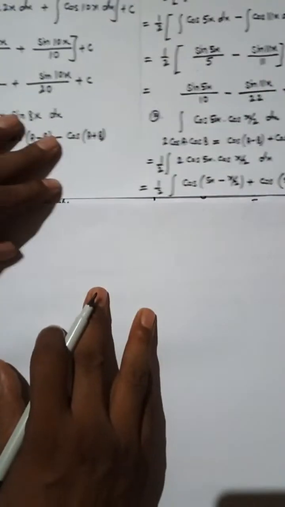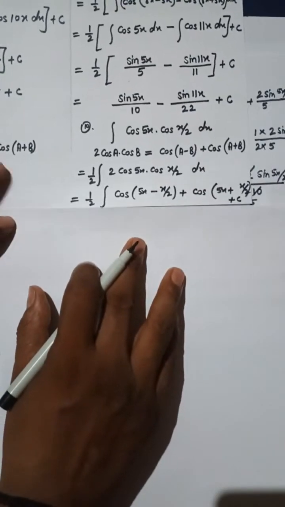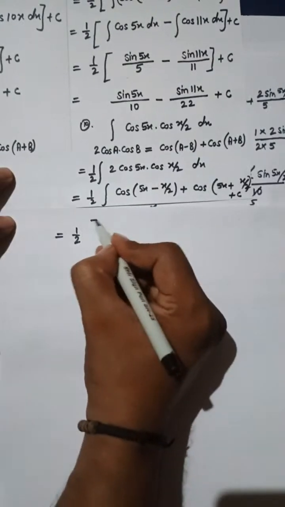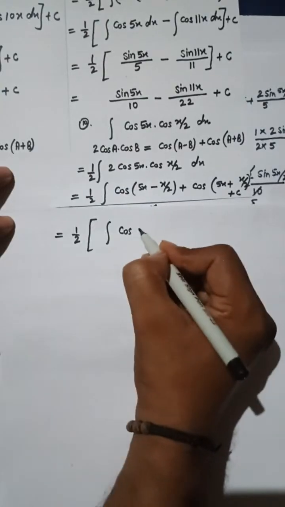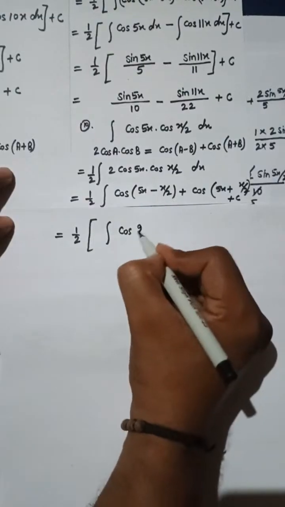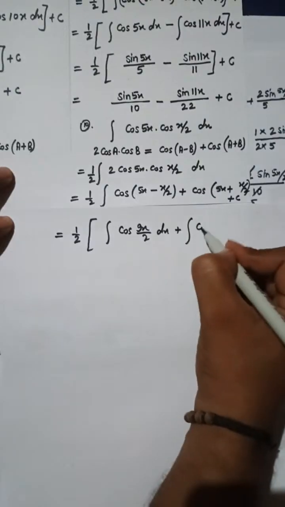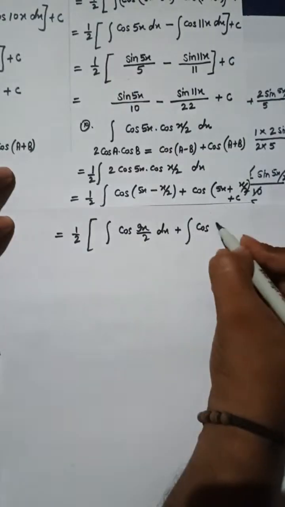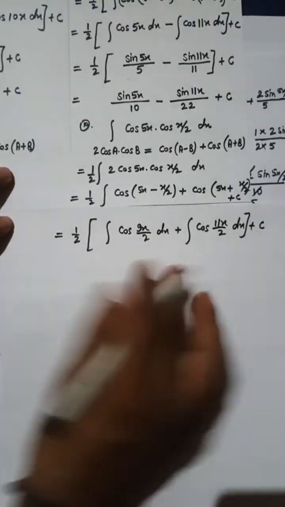Now we can have this 1 by 2, and then integration of cos 5x minus x by 2, which is, 10x minus x is 9x by 2, then dx, plus integration of cos 10x plus x is 11x by 2, then dx, and on the last we have the constant term c.